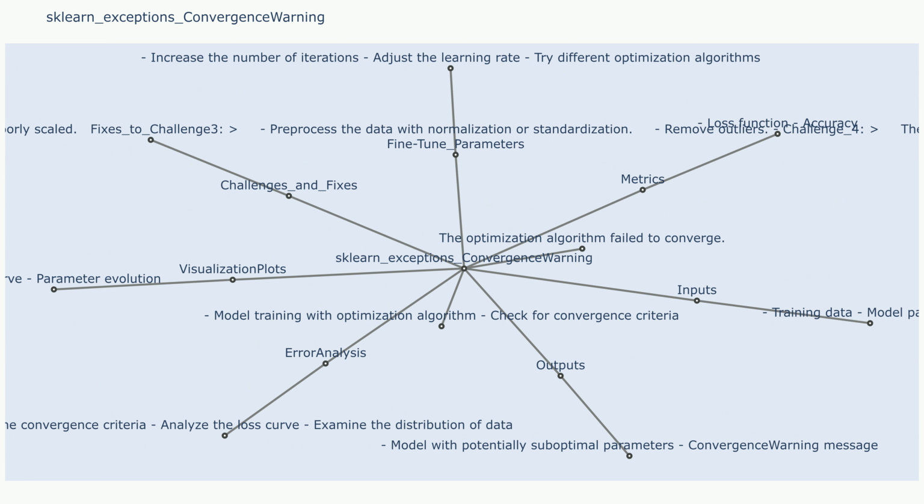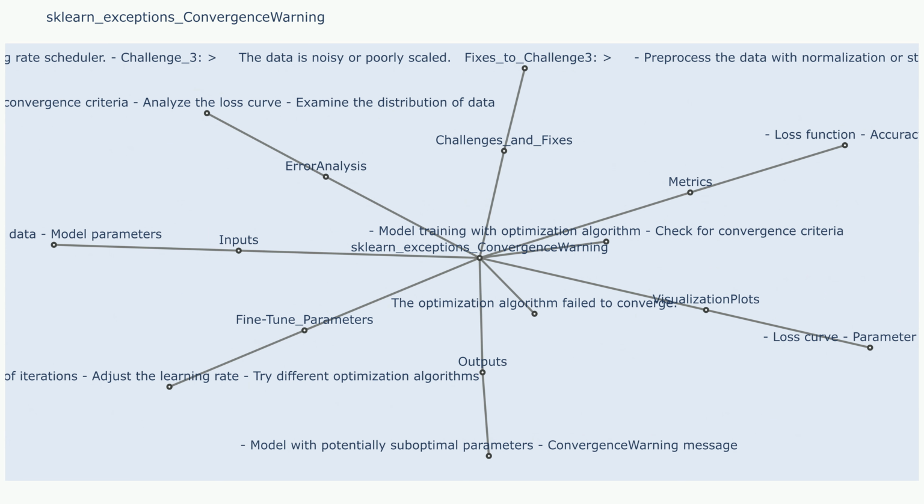Challenge 4: local minima. Sample use case. The optimization process might get stuck in a local minimum, where further iterations do not lead to significant improvement. Fixes. Use techniques like random restarts or simulated annealing to escape local minima and explore the search space more effectively.